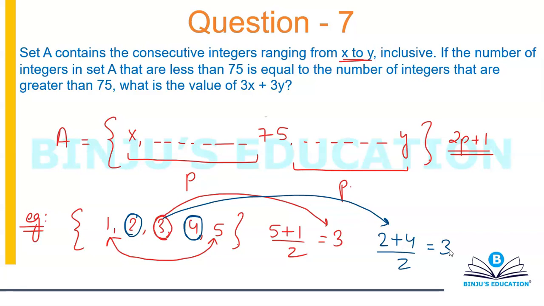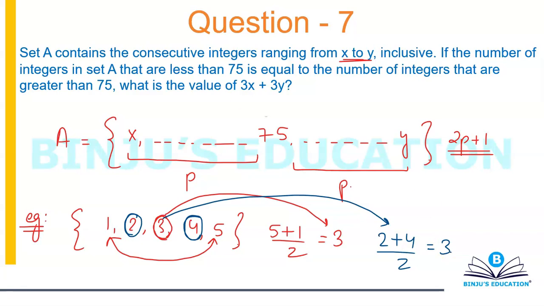So take any number of consecutive integers. The average of the first and the last will be equal to the middle integer. The average of the second and second last will also be equal to the middle integer. The average of the third and third last will also be equal to the middle integer. This is basically what you need to know about the concept.